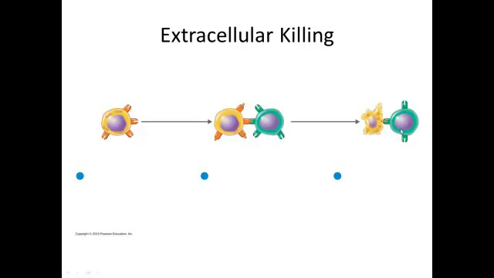So this cell could be infected with a herpes virus. Unless this T cell is specific for herpes, it's not going to kick in. Okay, so that's the adaptive part of adaptive immunity. Okay, so that's how extracellular killing is accomplished.